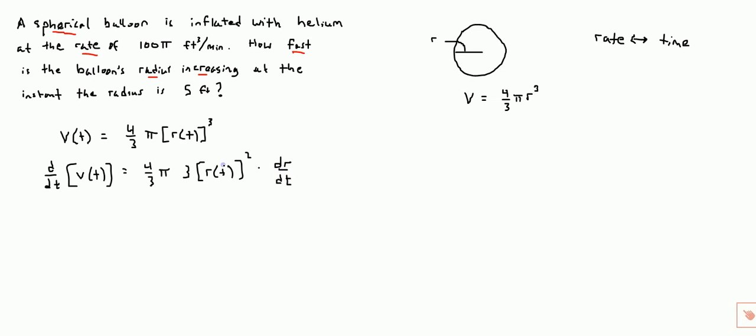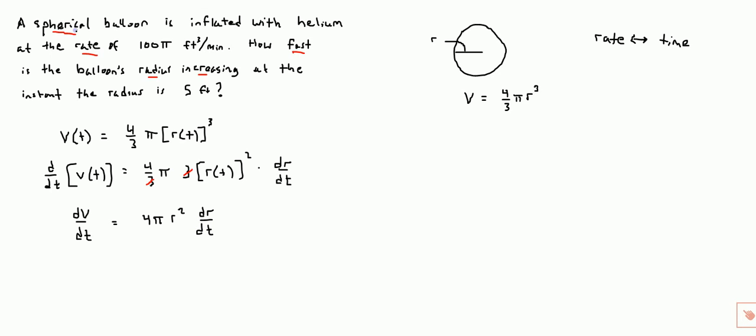Now I'm going to drop the of t's and just rewrite this. So this is going to be dV dt. We've got a 3 here and a 3 here, so those are going to cancel. So we've got 4 pi r squared, and then this is going to stay the same, dr dt.